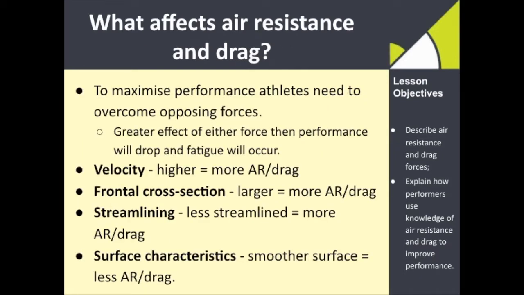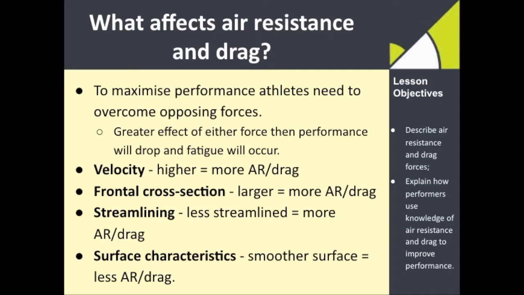Now, what affects air resistance and drag? As I've just said, the higher the amount of air resistance and drag we have, the slower an object travels. Now, the first point, velocity: the faster you travel, the more air resistance or drag that you're going to generate. In most of those sports we just looked at, the downhill skier, the cyclist, the swimmer, the athlete has to deal with the fact that they are going to move fast, so they're not going to slow down in order to minimise their drag. So they're going to look at the other 3 factors.